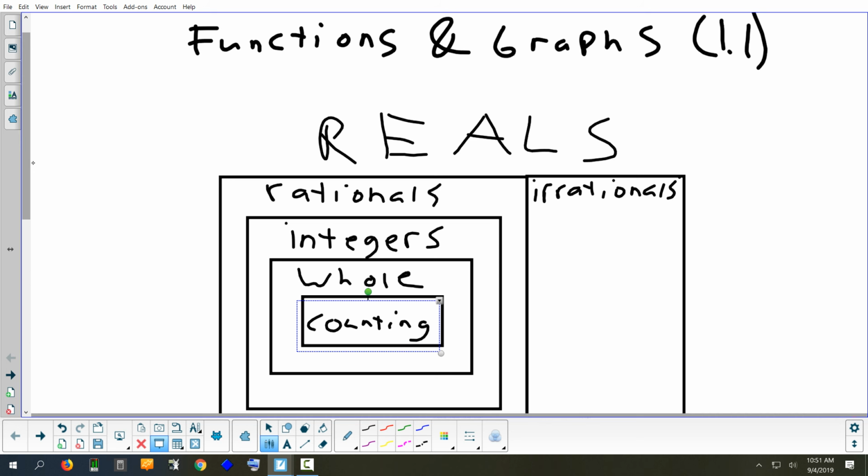Brendan, when you start counting, what number do you start with? 1. And then the next number? 2. You don't start with 0. There's no negatives. And notice he didn't say 1.5. When you're counting, it's just 1, 2, 3, 4, 5, 6, 7. You just use positive numbers, no fractions, no decimals.